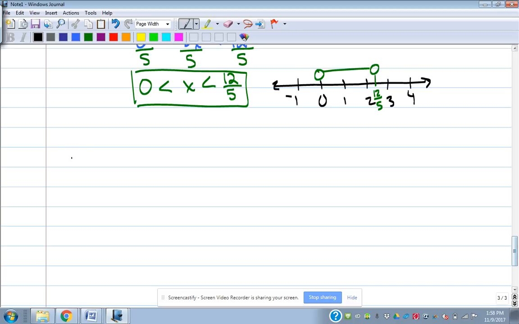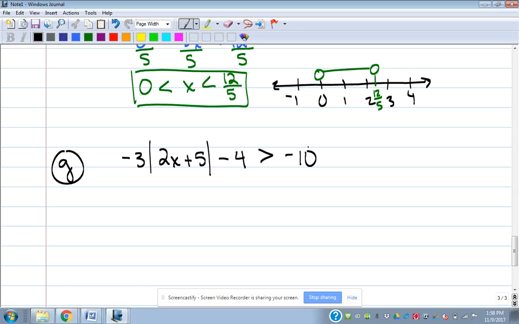One more. I'll turn you loose. -3|2x + 5| - 4 > -10. A lot going on with this. It's about as tough as they get. That's a greater than. Got to get the absolute value by itself, so adding 4 is the right thing. So like I said, add 4, that's right.